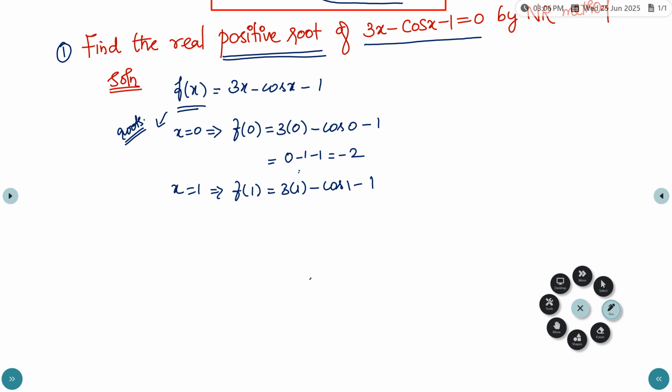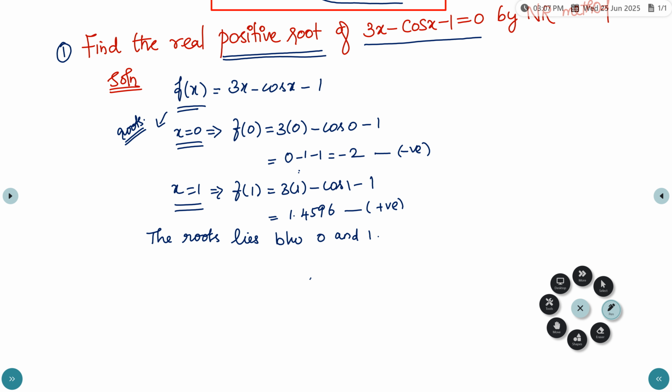We are getting the value 1.4596. Please see here, this is a negative answer and this is a positive answer. Therefore, you can easily say that the root lies between 0 and 1. All of you understand? The root lies between 0 and 1. This is the method for finding the roots of the equation. Okay. Next.